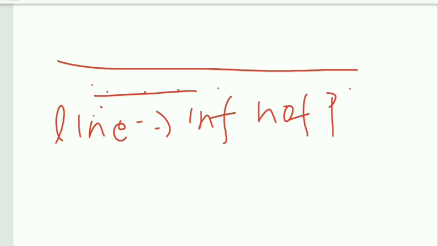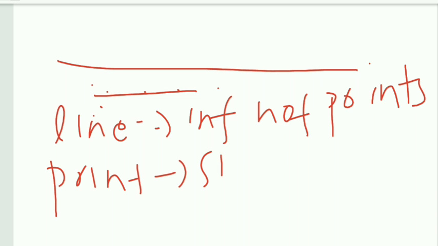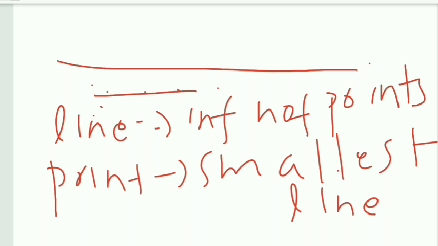So what is the relation between line and point? A line has an infinite number of points. So what is a point? Point is nothing but the smallest line that exists in the world. Yes or no? So point is the smallest line. So what can I conclude from this? Point is the smallest line that exists in the world, or point is the fundamental unit of line.